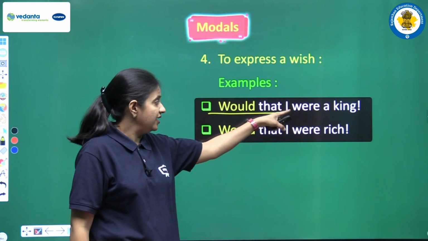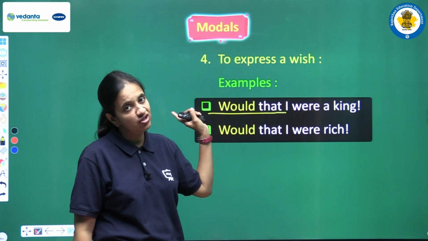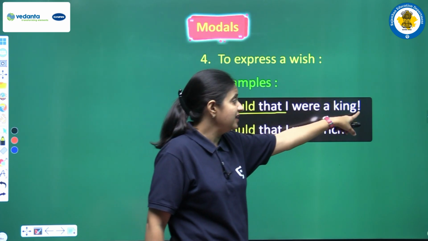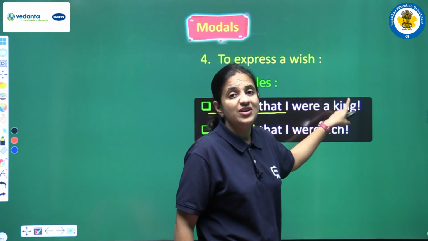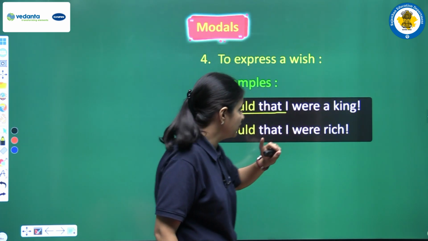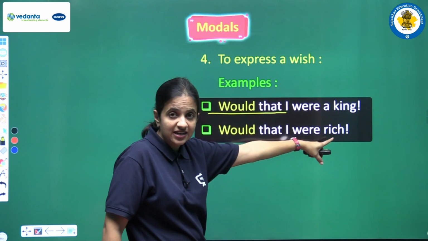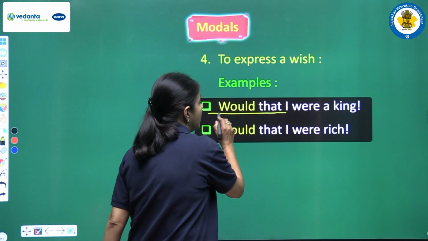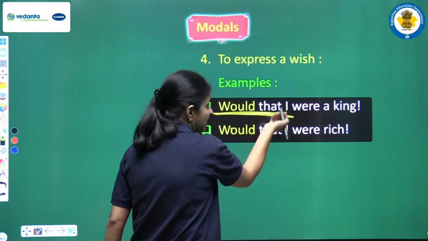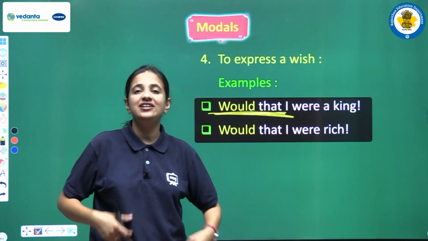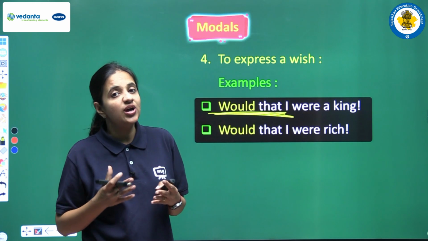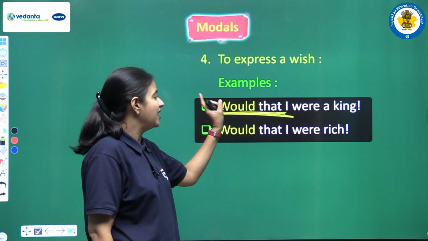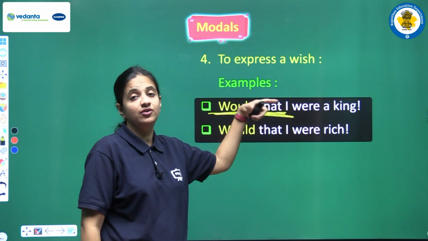So in this manner we can use would, and yes, this will be the structure. The sentence will begin with would, and at the end again just observe here that we are having an exclamation mark. Okay, so this will be the structure of the sentence. When would will be there in the beginning of the sentence, after would we have to use that, would that, and after that we have to write the wish that we want to come true. Okay, so this is the structure, and we are saying that would that I were a king.